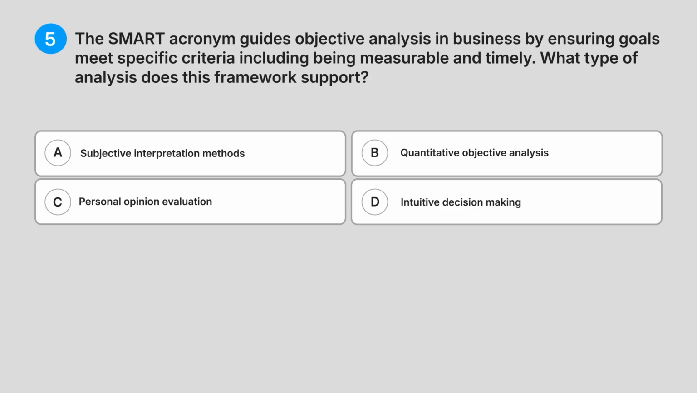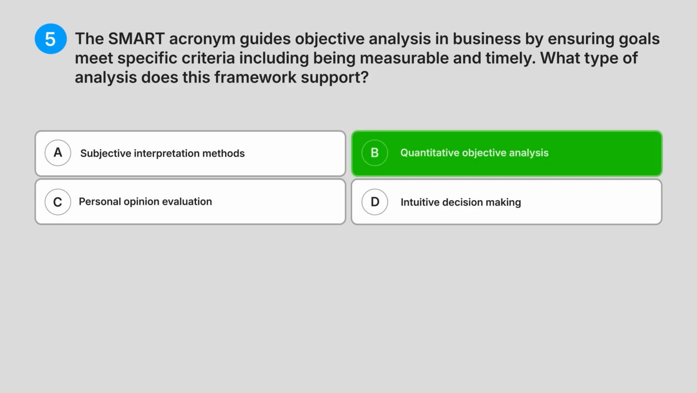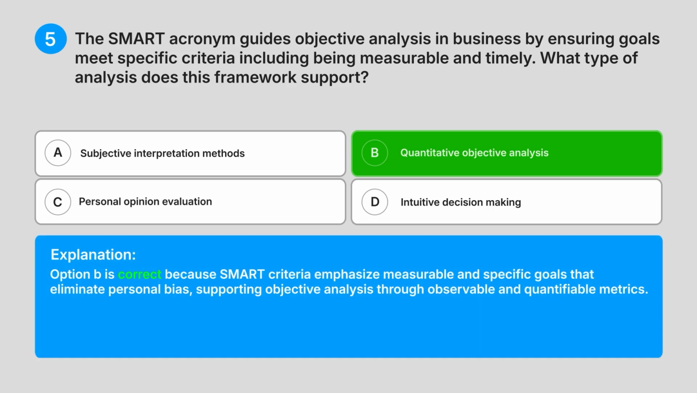Correct answer. B. Quantitative objective analysis. Explanation. Option B is correct because SMART criteria emphasize measurable and specific goals that eliminate personal bias, supporting objective analysis through observable and quantifiable metrics.